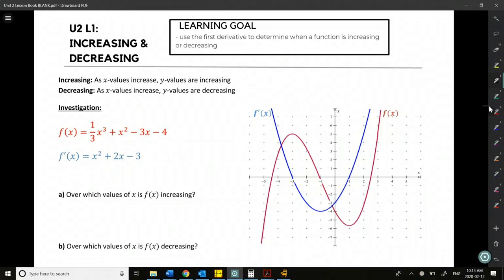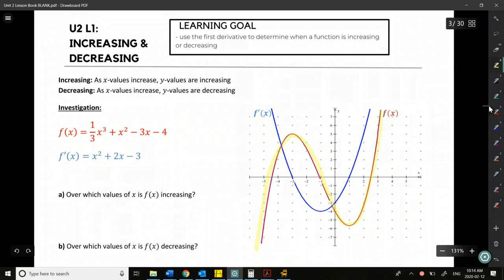Okay guys, for the first part of this, we're just going to do a little investigation. Just as a reminder, a function is considered increasing as you move left to right, or as the x values are increasing, the y values will be increasing. We're taking a look at the red function here. I know that yours is in black and white, but we're taking a look at this function right here.